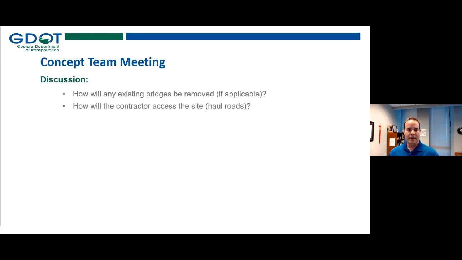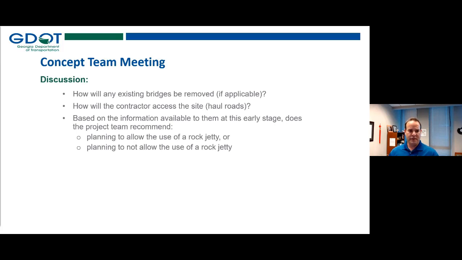At the concept team meeting, we should be asking questions like this. How will existing bridges be removed, assuming there are some on the project? And how will the contractor access the site, just like we saw in pictures in the previous presentation? It's all really getting down to this one specific question that I'd like to draw your attention to, the framing and choice of words here, saying based on the information available to them at this early stage, does the project team recommend one of two things, either planning to allow the use of a rock jetty or not, essentially. So we are not asking for a commitment.